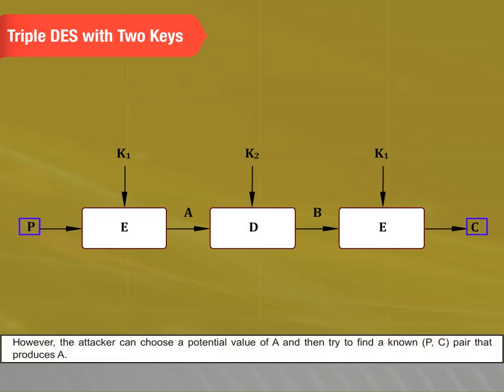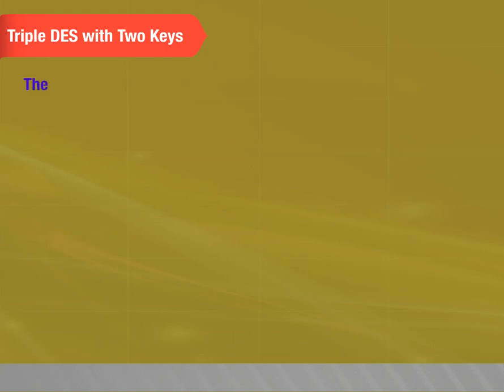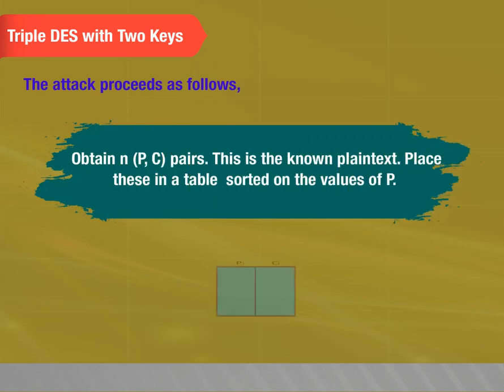However, the attacker can choose a potential value of A and then try to find a known P-C pair that produces A. The attack proceeds as follows. Obtain n P-C pairs. This is the known plaintext. Place these in a table sorted on the values of P.